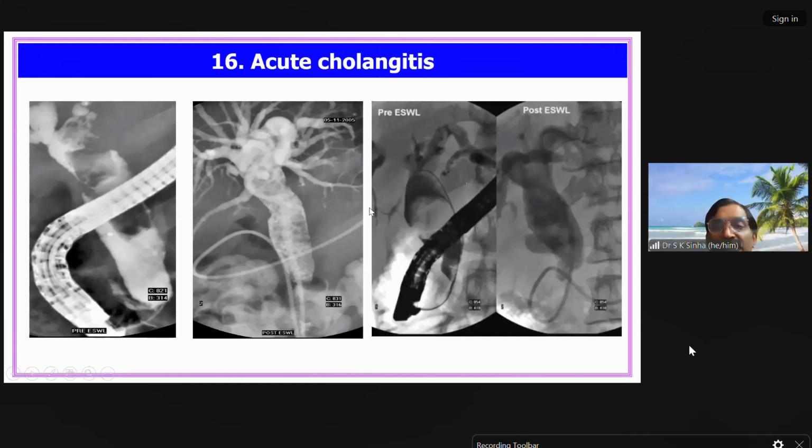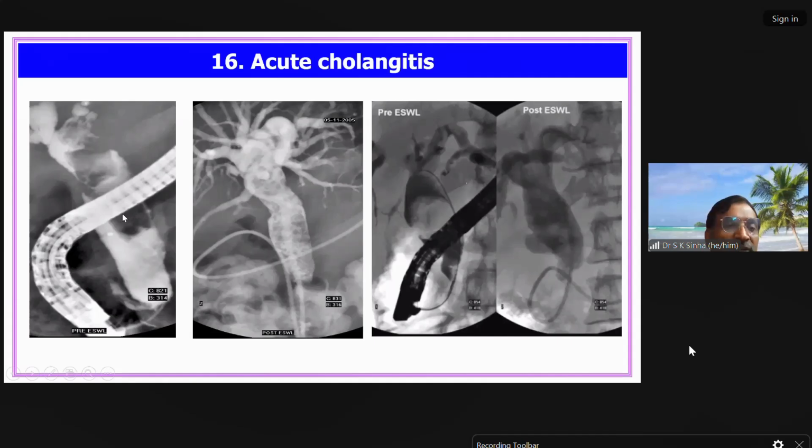So these are the different patients. Basically, these patients presented with acute cholangitis, and then you can see that a cholangiogram has been obtained, and a hugely dilated duct with the tapering lower end and huge stones.